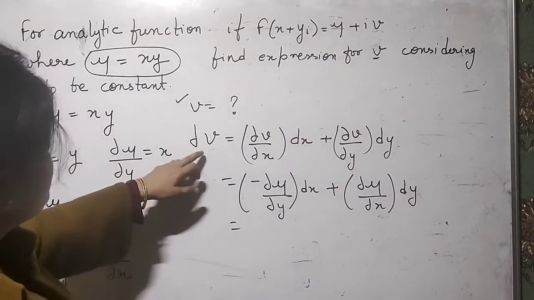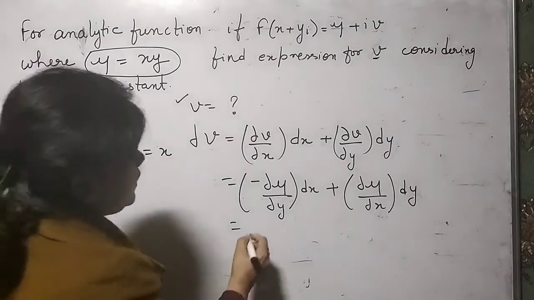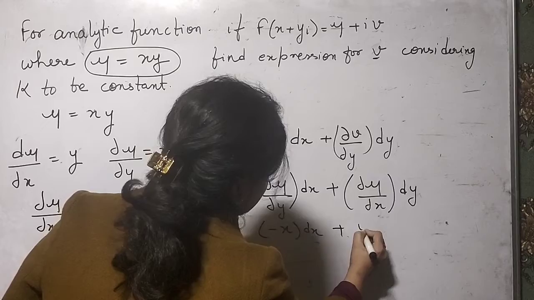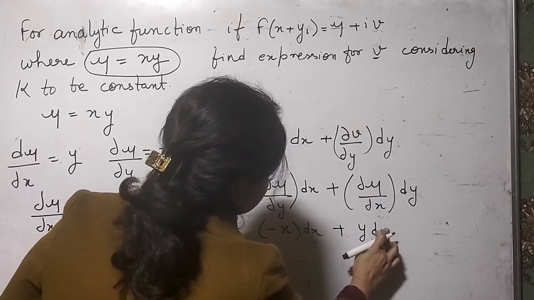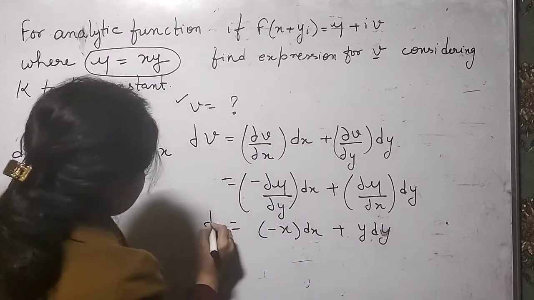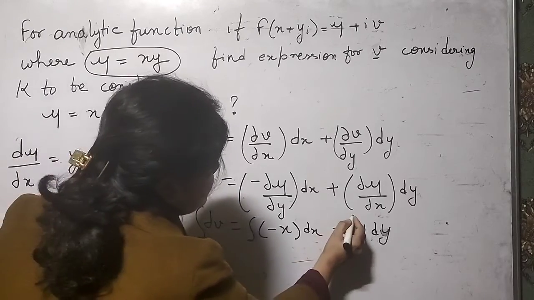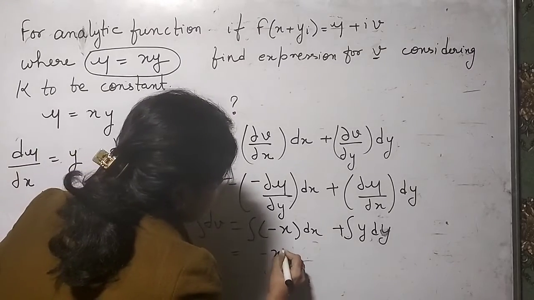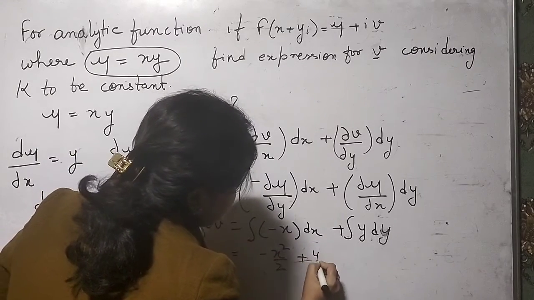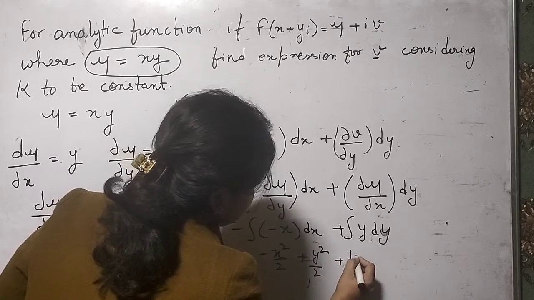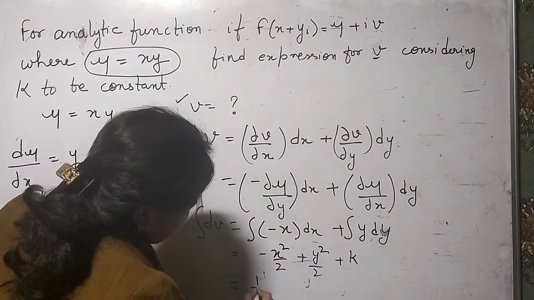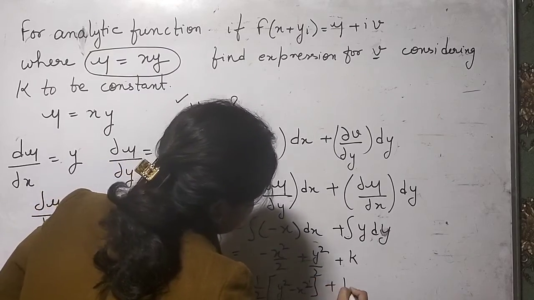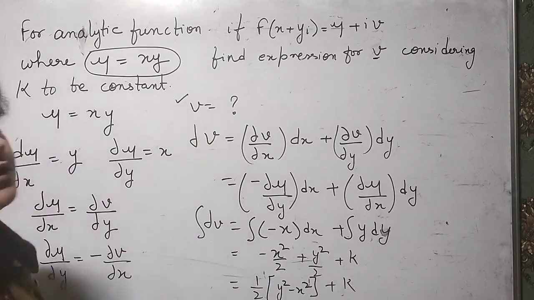So du over dy is x. So we write over here minus x dx, and here we write y dy. Now on integrating both the sides, we get its value. So when we integrate minus x, we get minus x square upon 2. Here we get y square upon 2 plus k. That means we can write 1 upon 2 (y square minus x square) plus k. So this is the expression for the v.